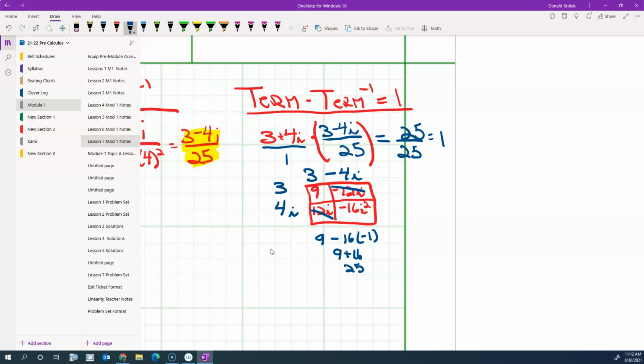So the two numbers on the top, guys, that's what is known as a conjugate. So this term and this term are called complex conjugates. Okay, let's see if I can squeeze that in there. Conjugate.